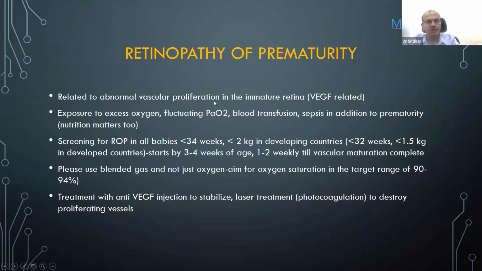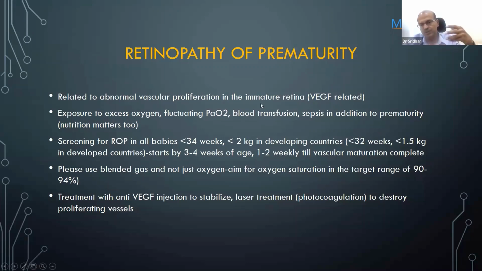ROP is nothing but abnormal vascular proliferation in immature retina. Its pathophysiology involves vascular endothelial growth factor or VEGF. So there is exposure to excess oxygen in the beginning. There is immature retina in the background. The fluctuating PaO2 related to lack of titration of your oxygenation and ventilation may matter.